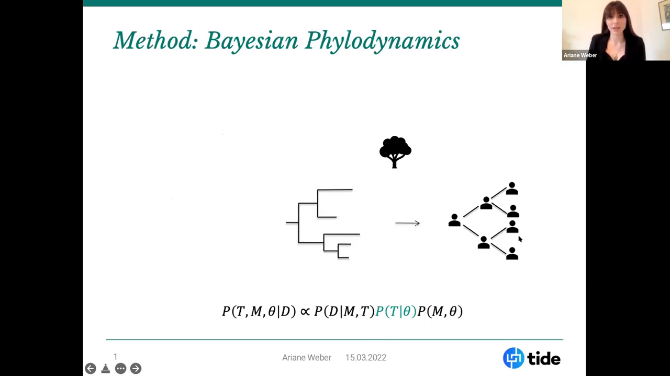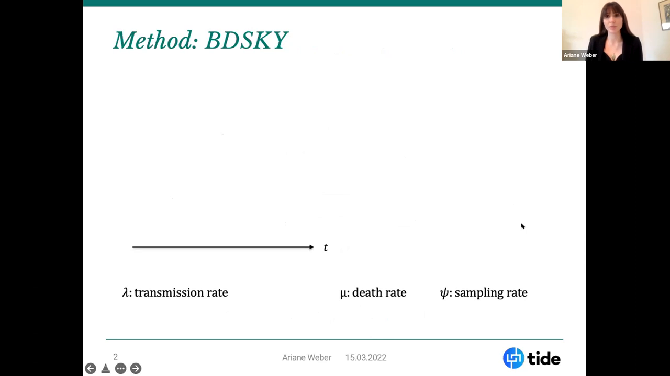And for the population dynamic model, what I'll be presenting today is a birth-death sampling process as it is implemented in the BEAST2 package BDSKY. This model is defined by three parameters: the transmission rate lambda, the death rate mu, and the sampling rate psi. As a tree generating process, it can be visualized as I'll be showing here on the left. It starts at time t equals 0 with one infected individual. At every point in time, infected individuals can transmit the disease with rate lambda, leading to branching events in the tree like here or here.